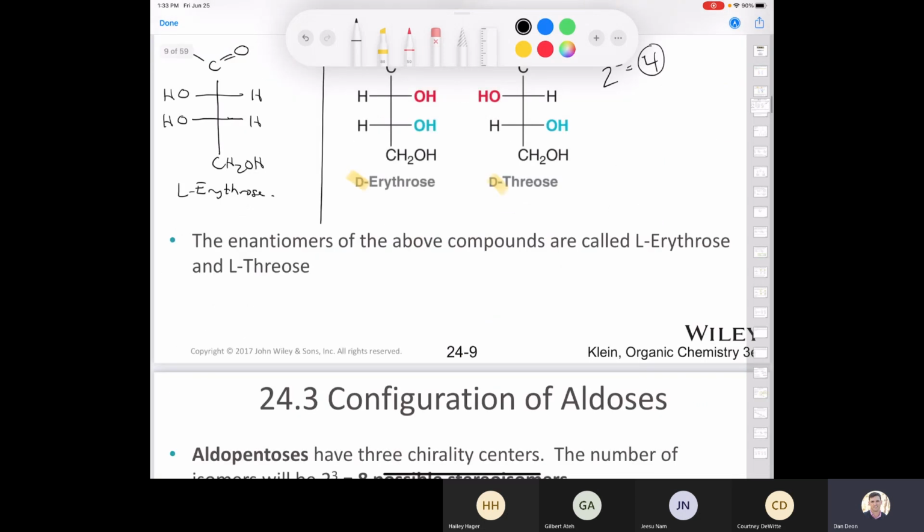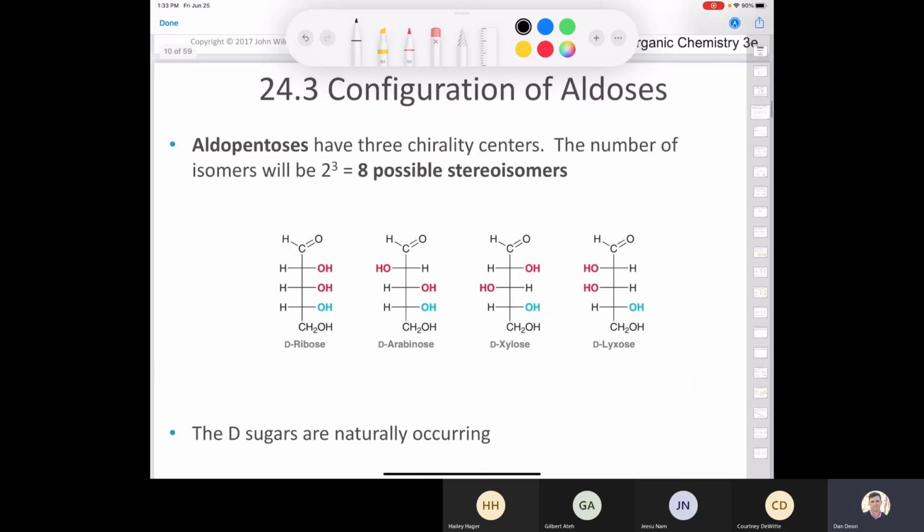There we go. Well, what about the aldopentoses? Here we have 3 stereocenters, right? We have 1, 2, 3. So that means we have 2 to the power of 3. So that's 8 possible stereoisomers. We have 4 D sugars, and we would have 4 L sugars.